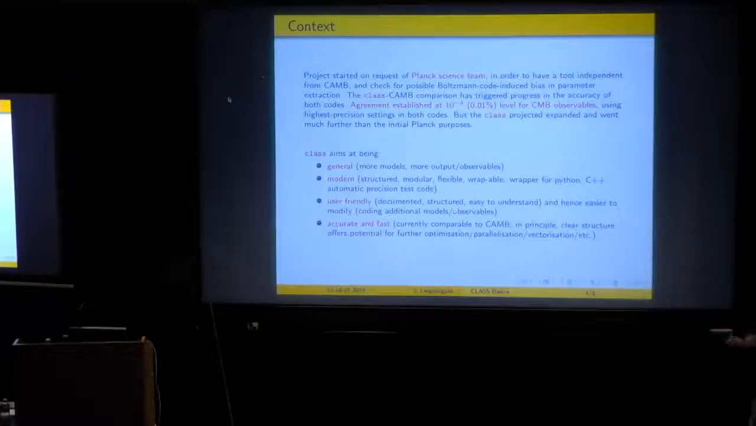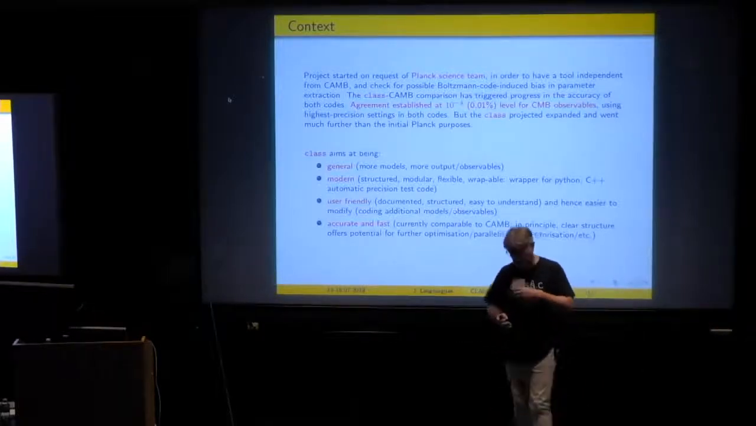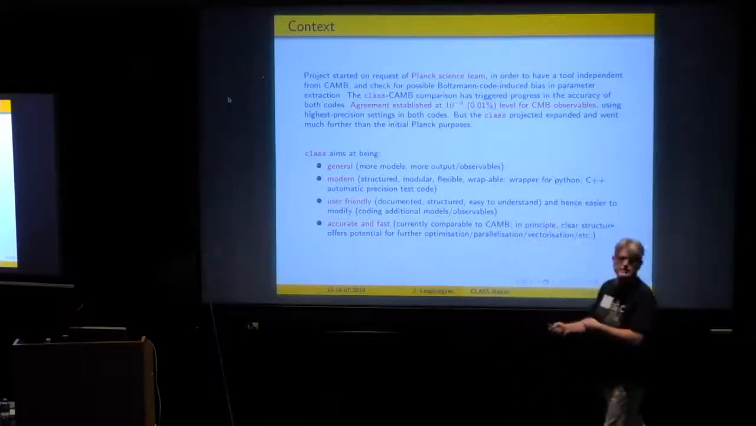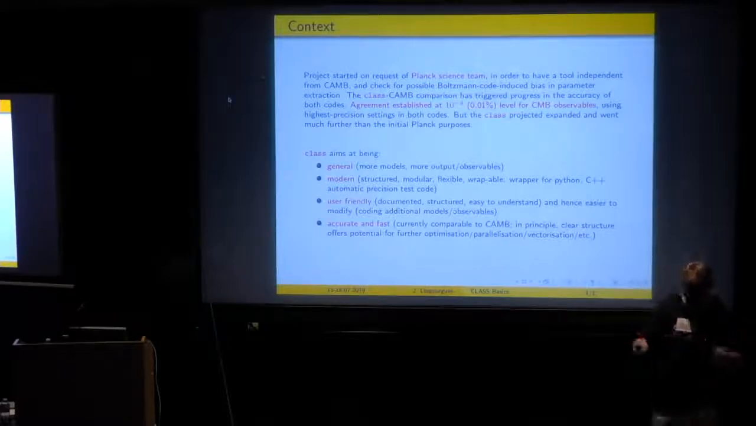And which one is the fastest at the moment depends a lot on what you are doing with it. If you are going to put massive neutrinos, for instance, then maybe CLASS is going to win. If you don't, depending on what you are doing, well, the codes are roughly comparable.